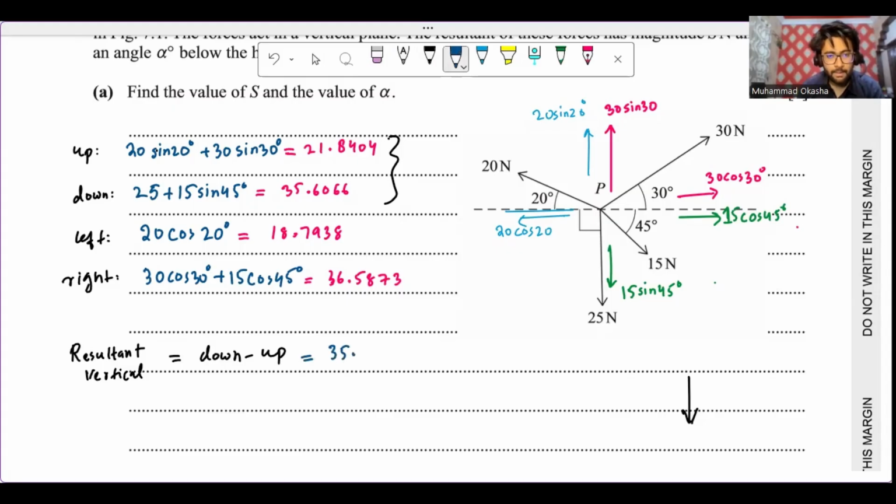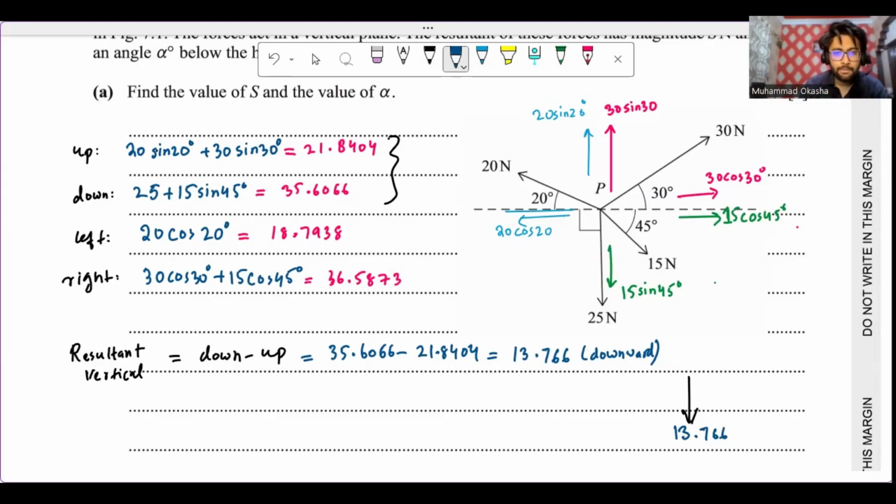Downward force is 35.6066 minus 21.8404. So resultant 35.6066 minus 21.8404, I'm going to get 13.766. Okay, which again the direction is downward, right? So the force in the downward direction is 13.766.